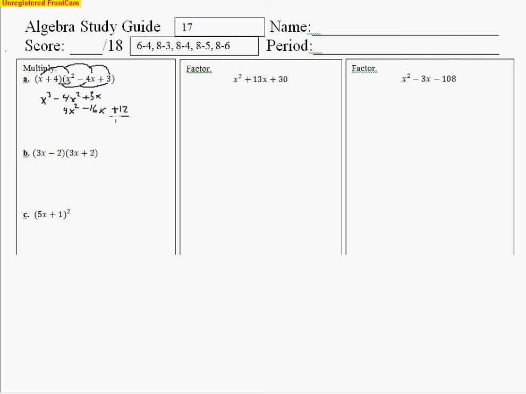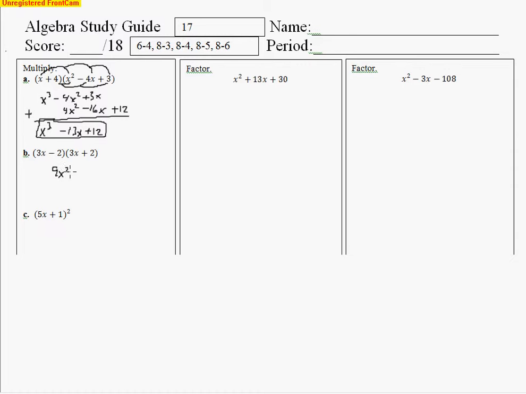And so I'll add these numbers up, and I'm left with x to the third. The 4x squareds cancel out. They're the same number but opposite sign. And over here, I'm left with a negative 13x, and then I just bring down that 12, and that is the solution.